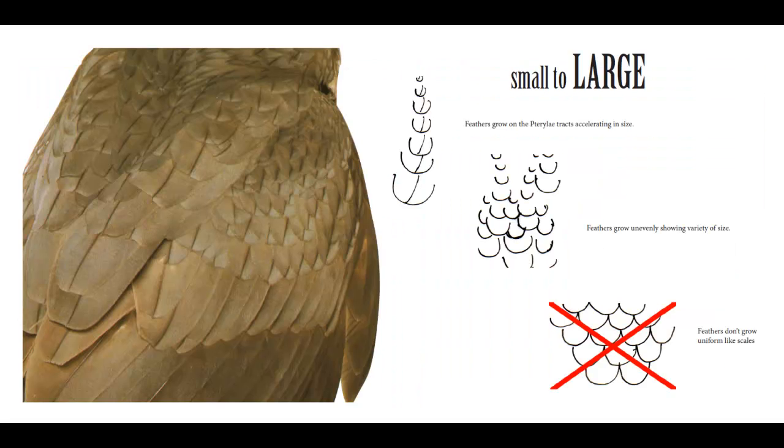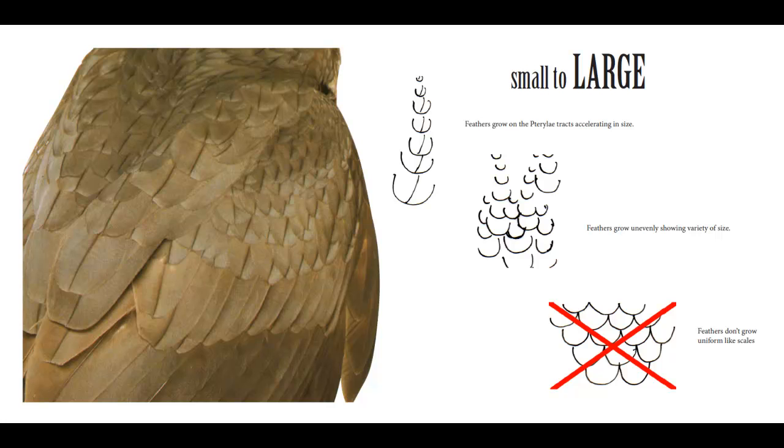Feathers tend to grow out of these tracts in accelerating sizes, meaning they grow from small to large, and when growth of one tract overlaps another, you get an uneven effect of various sized feathers, where the larger feathers of one tract overlap the smaller feathers of the next. It's important to remember this because it will help you resist the urge to lay out your feathers in symmetrical rows and sizes like scales. If this does happen, your feathered creatures will tend to look more like reptiles or fish.